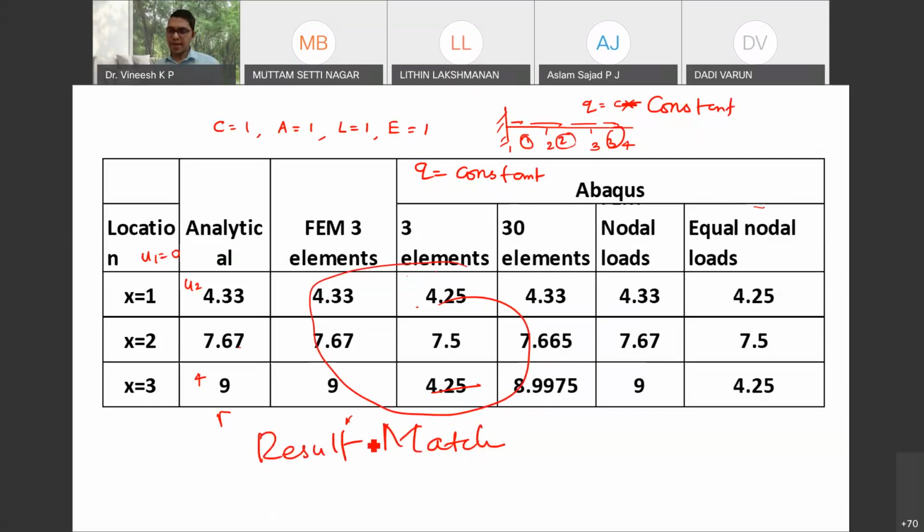Whenever you have a variation like a triangular load, parabolic load or exponential load, then only these two results will not match. But if Q is equal to constant, then your result will match in Abaqus. You can even verify it. The result has to match. You will get exactly what you derived in the FEM formulation and what you did in Abaqus. Both will exactly match.